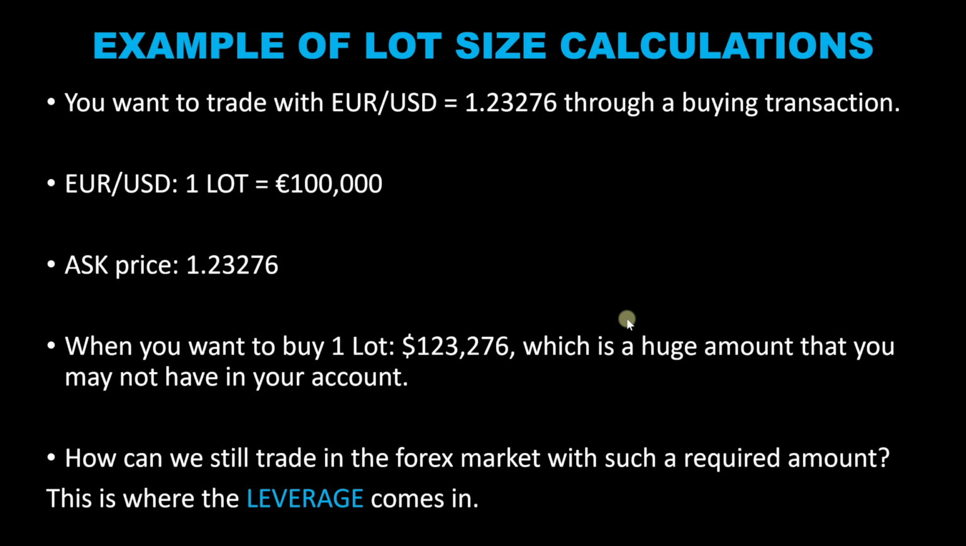So, example of lot size calculation. You want to trade Euro USD, which is 1.23276, through a buying transaction. Then Euro USD, we want to trade with 1 lot. Then this is now the ask price. So when you want to buy 1 lot, then that will be this amount. And this is a huge amount that you may not have in your account. Let's recap. You want to trade Euro USD of this through a buying transaction, then Euro USD 1 lot. Then we've seen that 1 lot is equal to this amount in euro. The ask price is 1.23276. So when you want to buy 1 lot, then this will be the amount, which is very huge, that you may not have in your account.